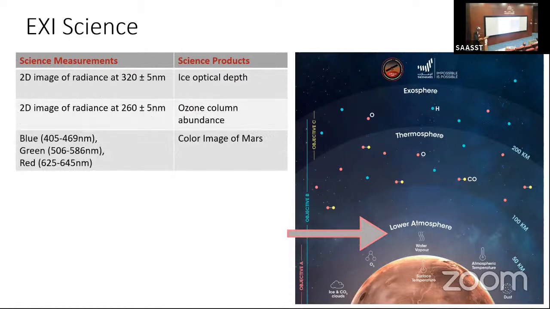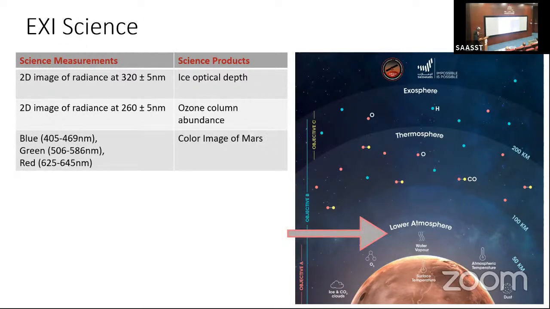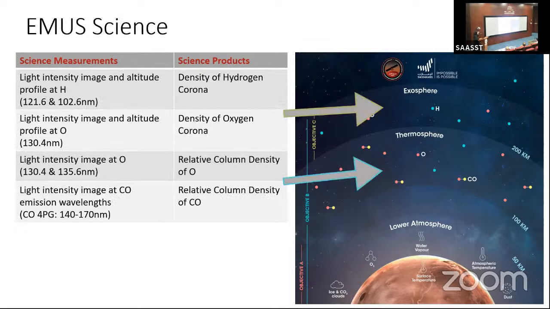Then EXI will give us 2D images at this radiance to see ice, we'll also be able to see ozone column abundance, and finally we'll get a color image of Mars. You can see how each instrument corresponds to different parts of the atmosphere. EMIRS is focused more on the lower atmosphere, and EXI is also mostly on the lower atmosphere. Then we have EMUS, which is looking more towards the thermosphere and the exosphere, where we're looking at light intensity and altitude profiles of the hydrogen wavelengths, which will give us information about the density of the hydrogen corona up in the exosphere.